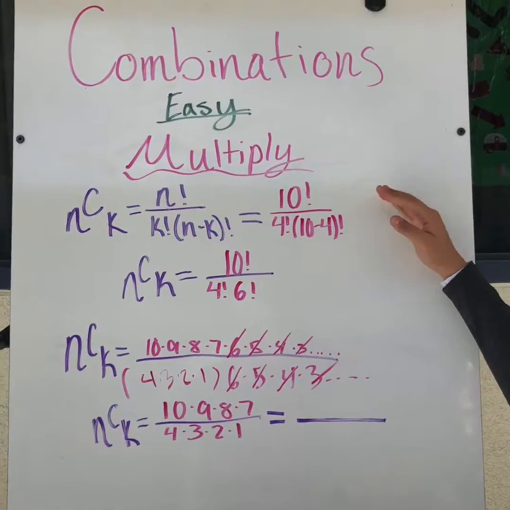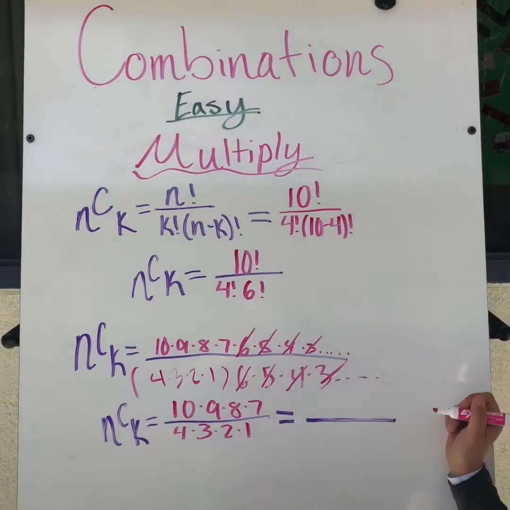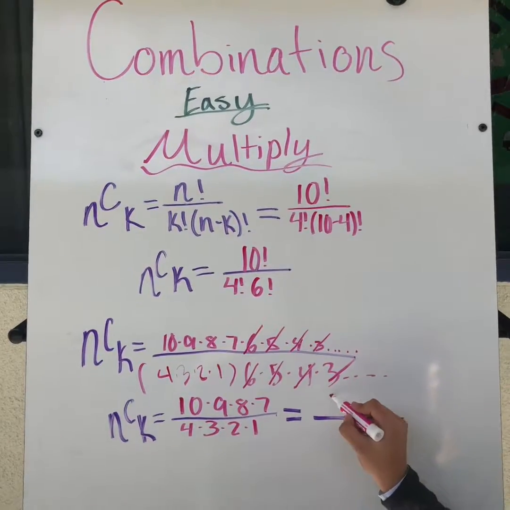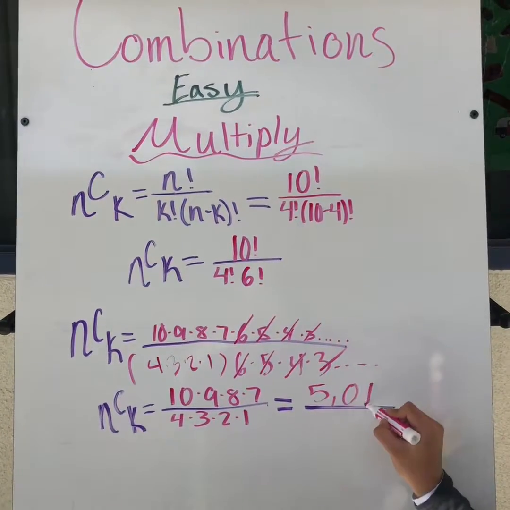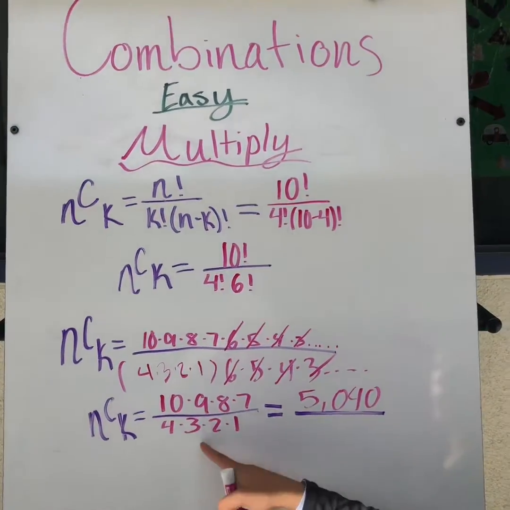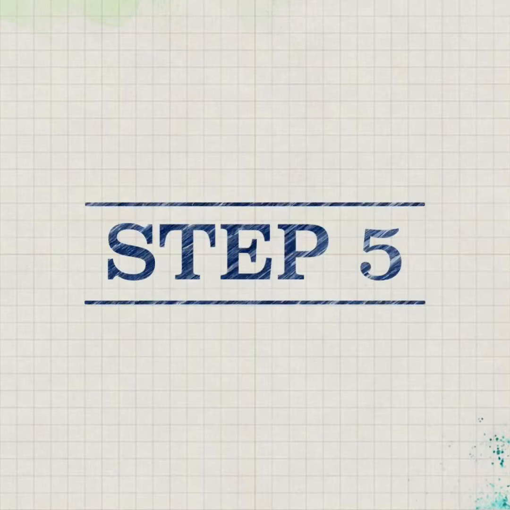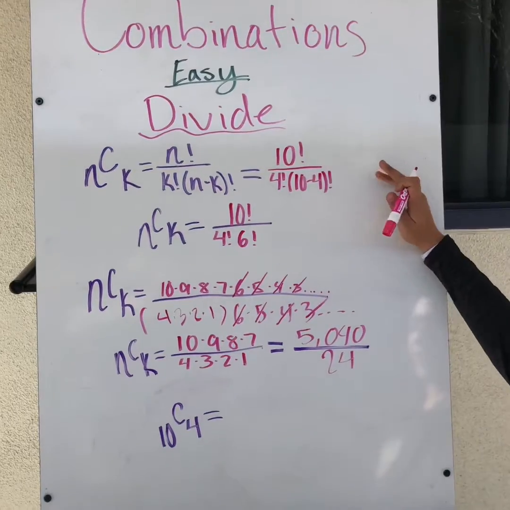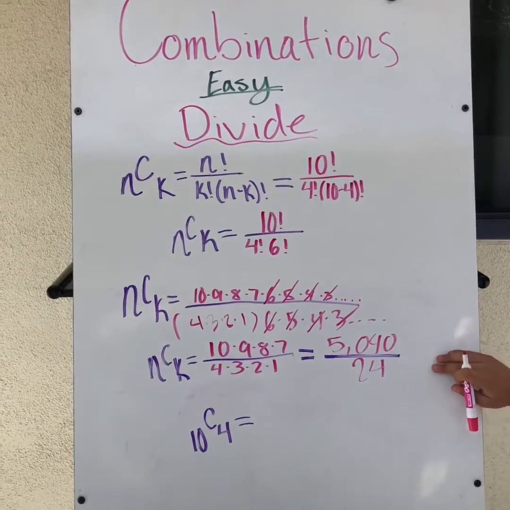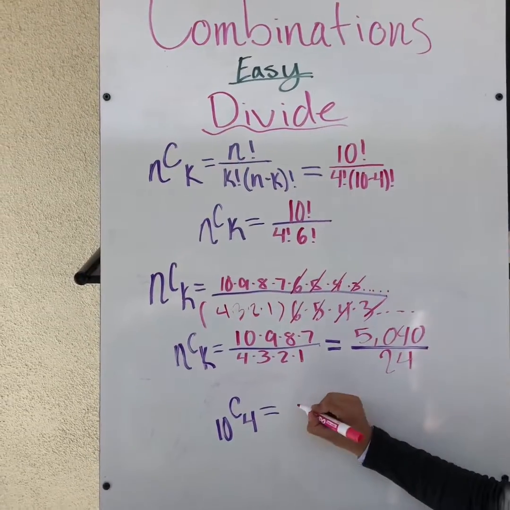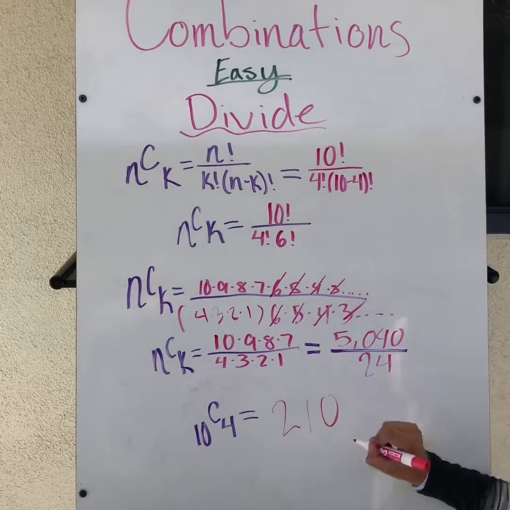So next you multiply. 10 times 9 times 8 times 7 equals 5,040, and 4 times 3 times 2 times 1 equals 24. So now we divide. 5,040 divided by 24 is going to equal 210.